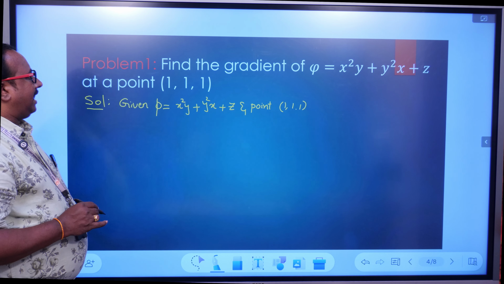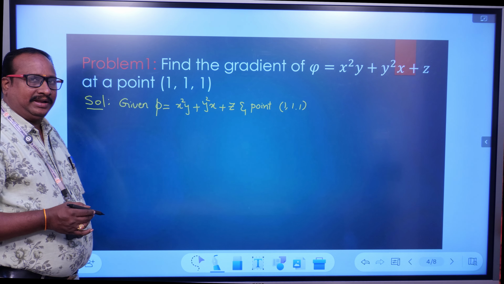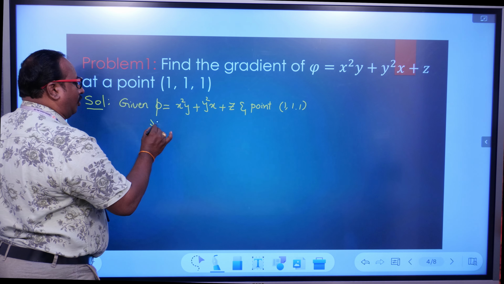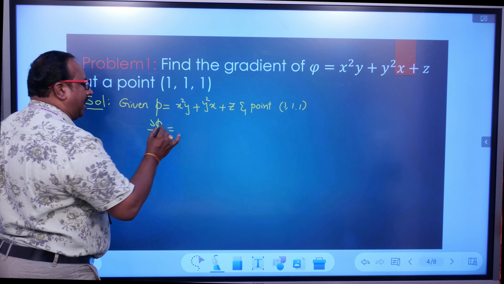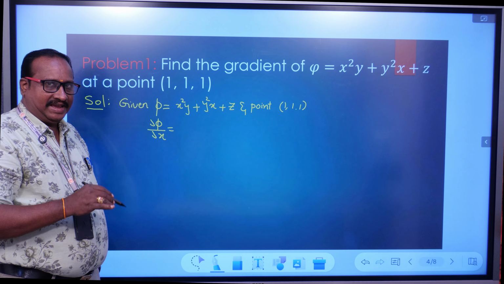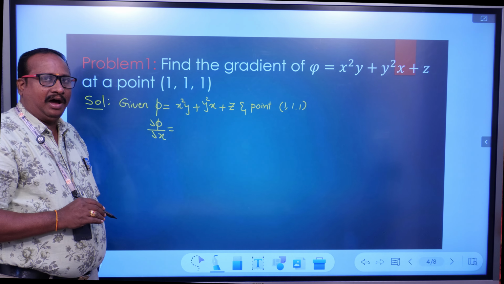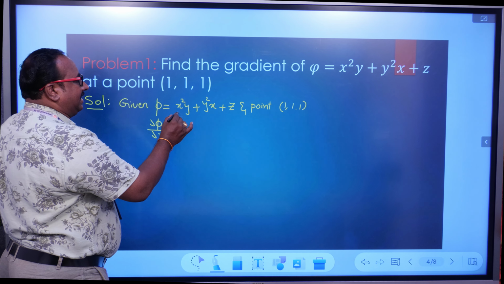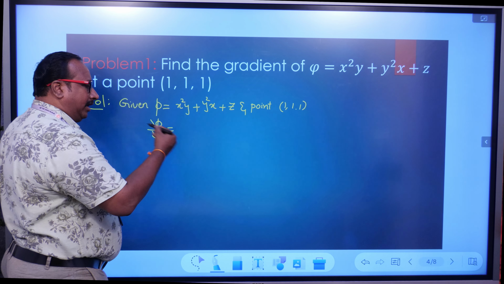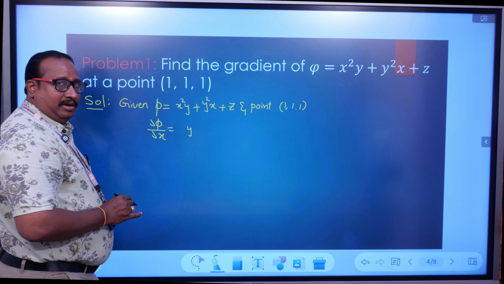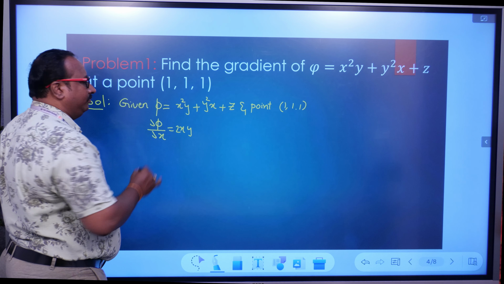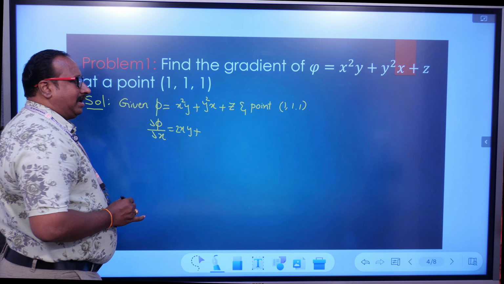Now if you want to calculate the gradient, first we have to calculate the partial derivatives of phi with respect to x, y, z. So first one, dou phi by dou x. How to calculate partial derivatives? We know that when we differentiate with respect to x, we treat the remaining two variables y and z as constants. So in x square y, y is a constant. Take y outside, remaining x square. The derivative of x square is 2x. So 2xy.